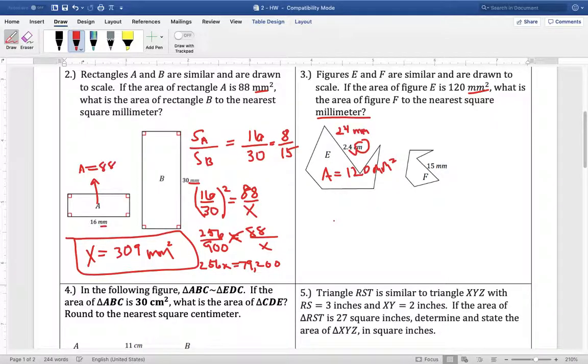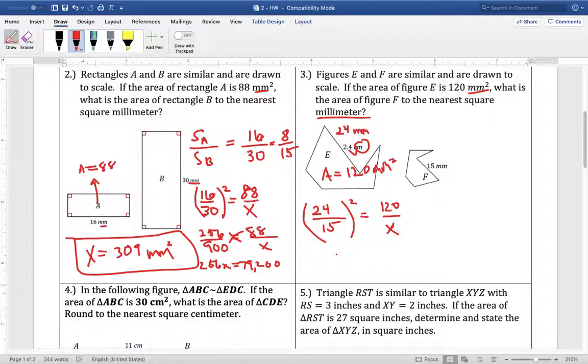So this area is 120 millimeters squared. If we do our ratio, as we've learned before, side over side, 24 over 15, and we square the ratio of the sides, it's equal to the ratio of the areas, which is 120 over x. You might want to take a minute to see if you can solve this on your own. Pause the video and try that.